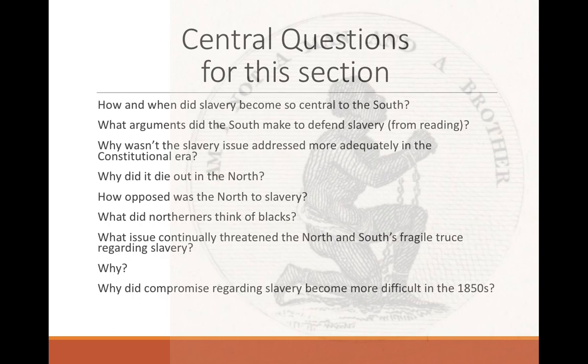Talk about why it wasn't addressed more adequately in the constitutional era. And then look at the North. Why did it die out in the North? What was the North's attitudes towards slavery, and what did they think of blacks in general? And then we'll get to why the truce about slavery between the North and South kept getting threatened or broken, and why the 1850s were so difficult in terms of getting compromise. I will probably do those last things in a second lecture.